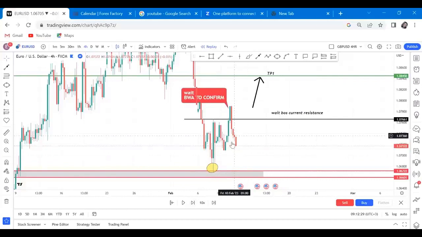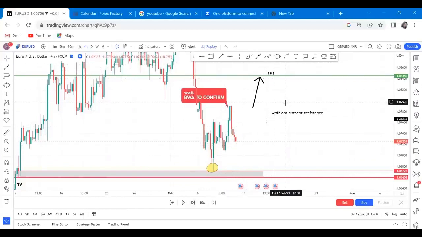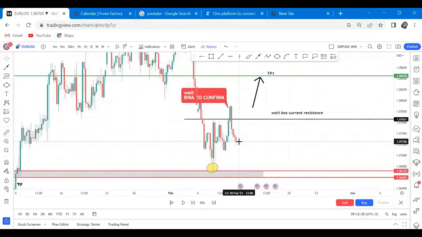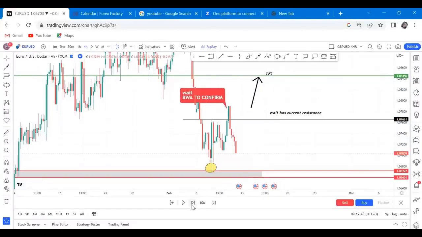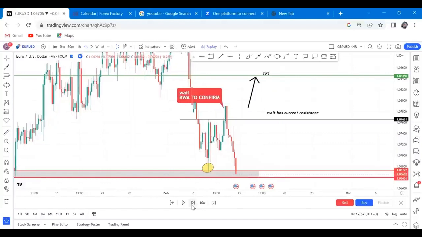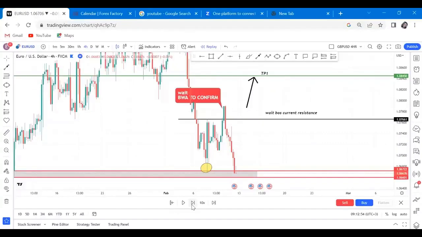I think my first entry, I entered here because you can see some rejection. I know now at least it's a discounted price. I knew it would give me 120 pips. That is better than staying like that with only 50. So I started stacking in trades. But guess what? The market continued to go down up to that zone. So you can see it has gone back to that zone.